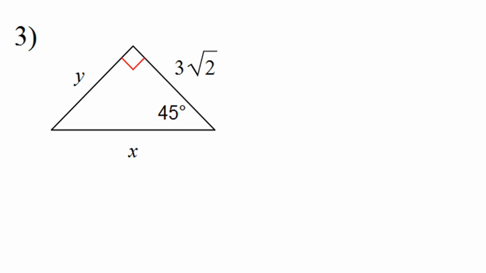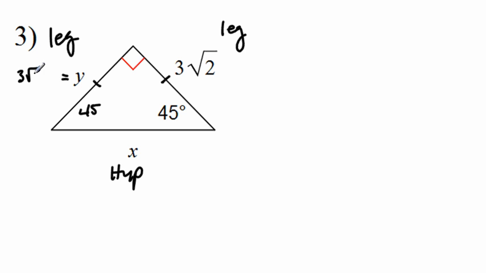As we look at our first problem here, I'm going to do number 3. We recognize that it's a 45, 45, 90 triangle. This is 90, this is 45, this is 45. I showed you that you should label the legs and the hypotenuse. So this is the leg, this is the leg, and this is the hypotenuse. What's special about a 45, 45, 90 triangle is it's isosceles. So if I know this side is 3 root 2, then I know y has to be 3 root 2. Nice easy problem. The only thing left is to find what the hypotenuse is.